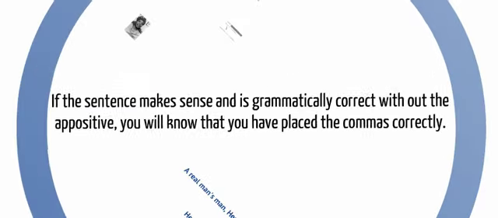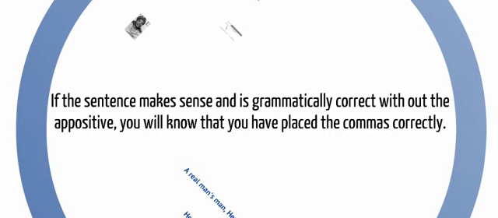So if the sentence makes sense and is grammatically correct without the appositive, you will know that you have placed the commas correctly. So not only can you check it by reading it out loud, but if you take out the appositive after you have marked it off and the sentence still makes sense, then you know that you've put the commas in the right spots.